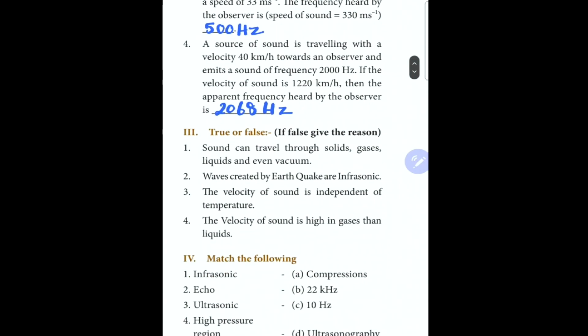Next, true or false? If false, give the reason. First question: the sound can travel through solids, gases, liquids and even vacuum. Answer: false. Correct statement: the sound can travel through solids, gases, liquids and cannot travel through vacuum.